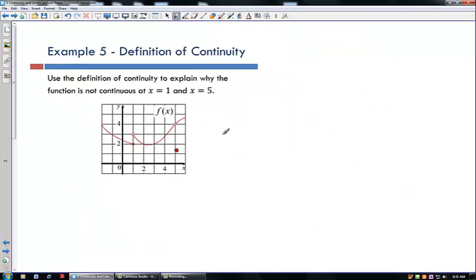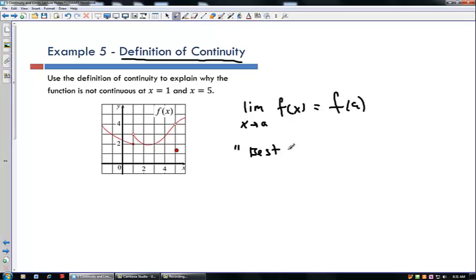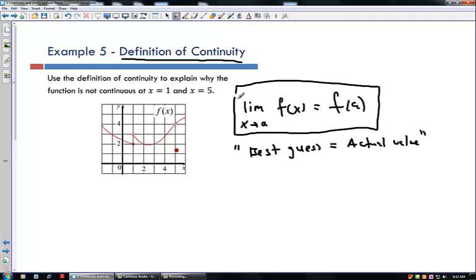Let's look at one more example and try to understand this definition of continuity using what we've just learned about limits. Remember that a function is continuous at x equal a if the limit as x goes to a of f of x is equal to the actual height. I always think of this as my best guess is equal to the actual value. That's what it really means to be continuous. This is the definition of being continuous at a point.